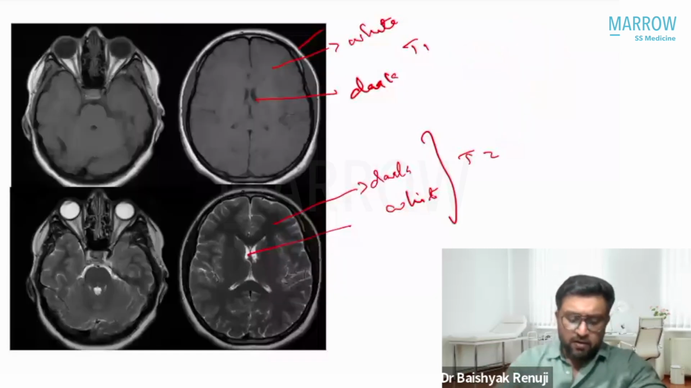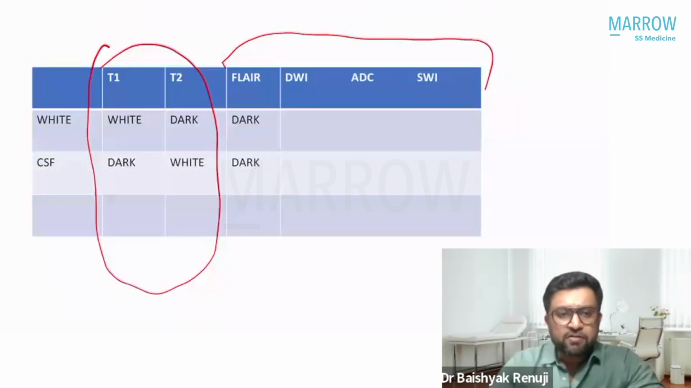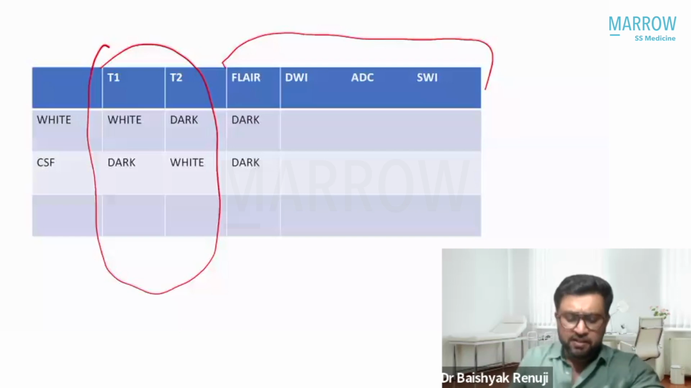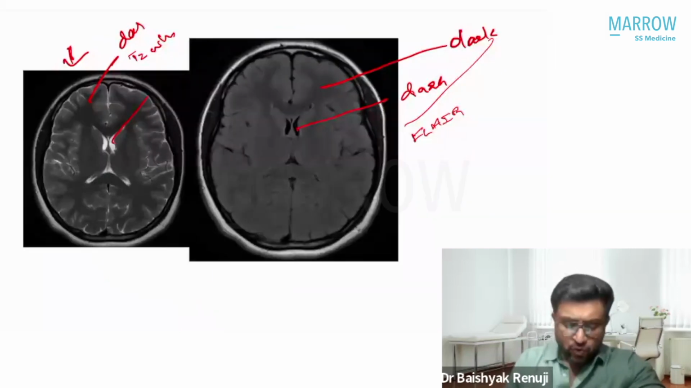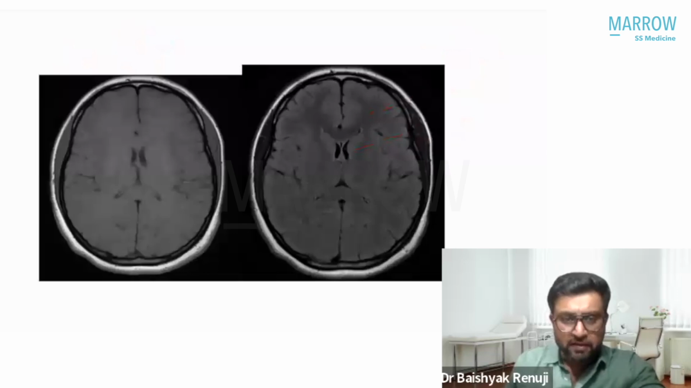So T1, white matter is white, CSF is dark. T2, white matter is dark and CSF is white. FLAIR is both are dark. CSF in FLAIR is somewhere just a T2 with the CSF dark. That is FLAIR. So you will get confused when you see these two images.